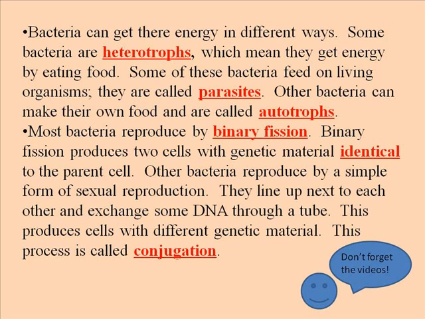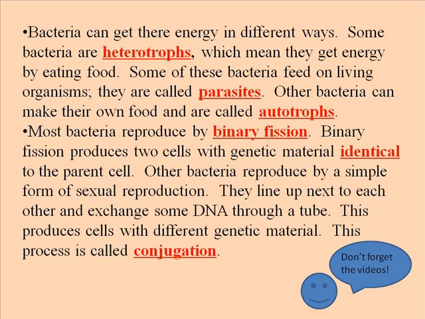Now, reproduction in bacteria. Most of your bacteria reproduce by a process called binary fission. Binary fission is going to produce two cells with genetic material that is identical to the parent cell. Now, binary fission works a lot like mitosis that we learned first 9 weeks. However, the definition for mitosis is the division of the nucleus. And since a bacteria doesn't have a nucleus, we had to give its division a different name. We could not call it mitosis.